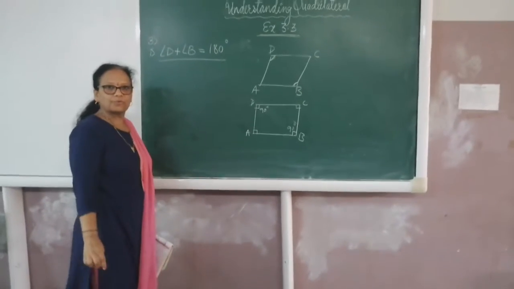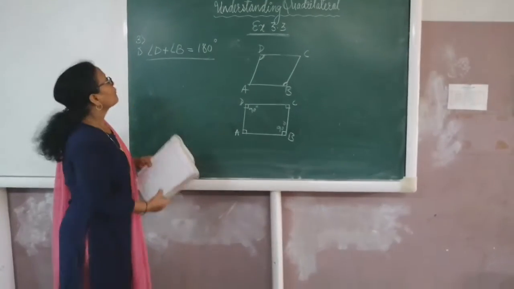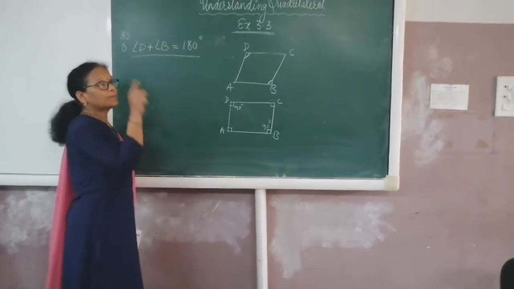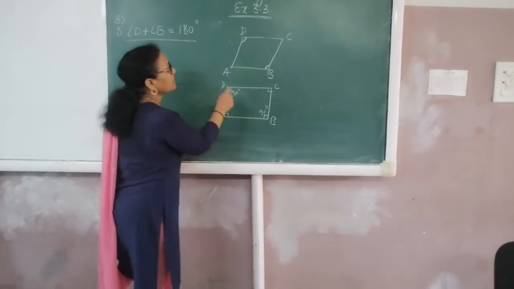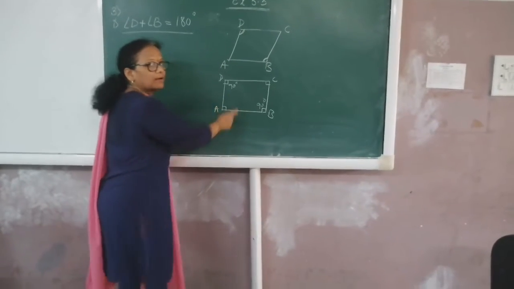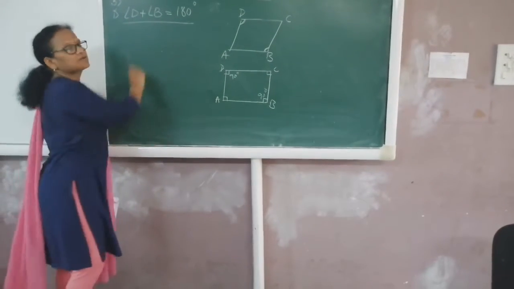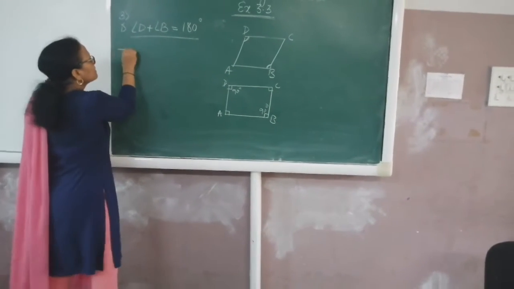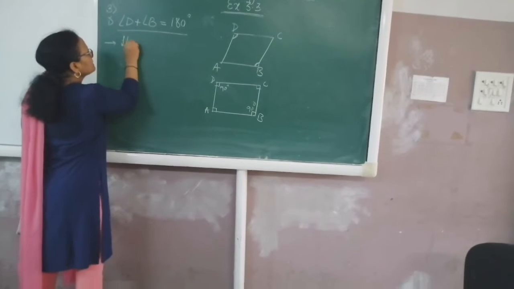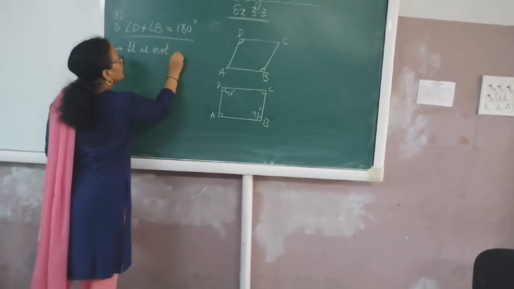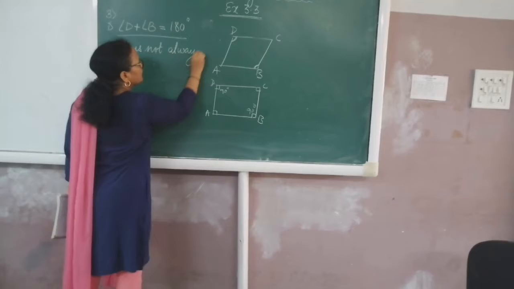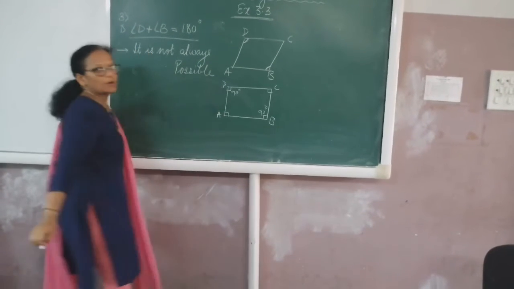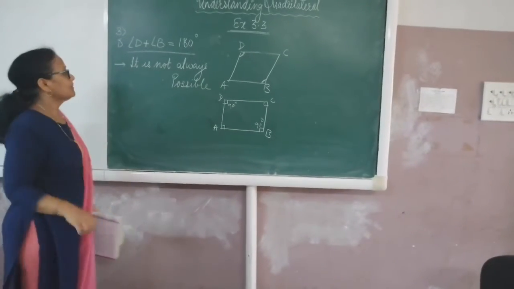This condition is satisfied. Here we can say that for B and D, it is not always possible that it is a parallelogram. That quadrilateral may be a square or a rectangle, in that situation only this condition will be valid to accept it as a parallelogram. So here the reason you have to write is: it is not always possible.